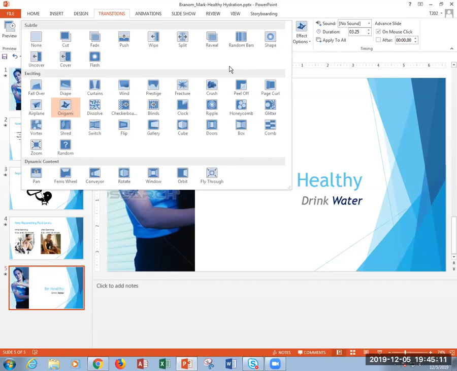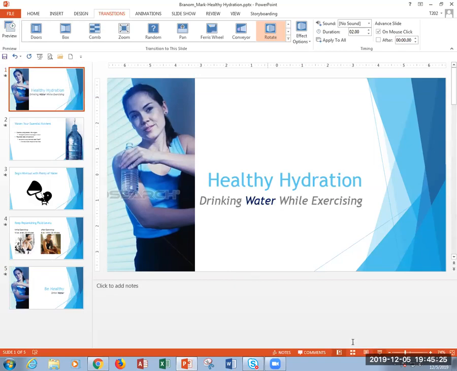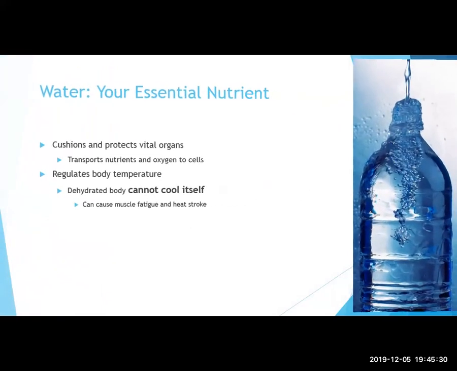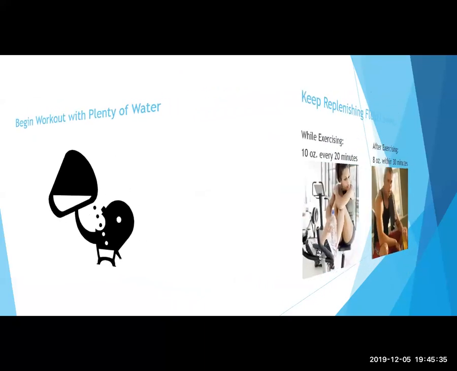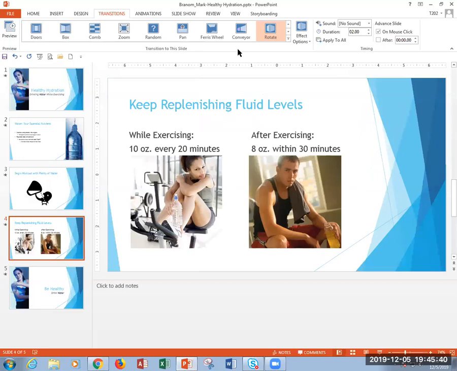Ones that I think are not as good as fade, but are not absolutely horrible. I think Ferris wheel is kind of okay. Conveyor is kind of okay. Rotate is kind of okay. So rotate, for example, is this. If I go in and we have rotate, and then the next slide, it rotates kind of like on a box going, it's kind of okay. It's not very distracting. The point is, the closer to boring that you get, the better it is.